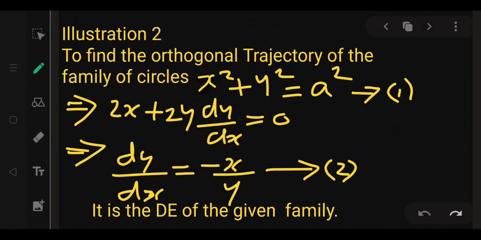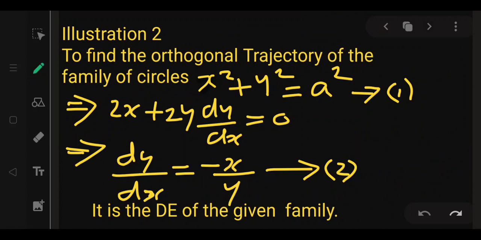Now we see another example. To find the orthogonal trajectory of the family of circles x square plus y square equal to a square. We have seen in the introduction itself that the orthogonal trajectory of the family of concentric circles centered at the origin is the family of straight lines, but we have to verify it. For that, differentiating equation 1 with respect to x, we will get 2x plus 2y dy by dx equal to 0. From this, dy by dx equal to minus x by y. Here the arbitrary constant a is eliminated. So equation 2 can be taken as the differential equation of the given family.